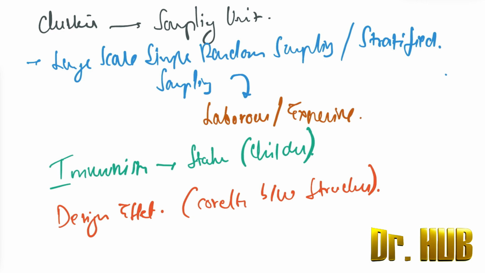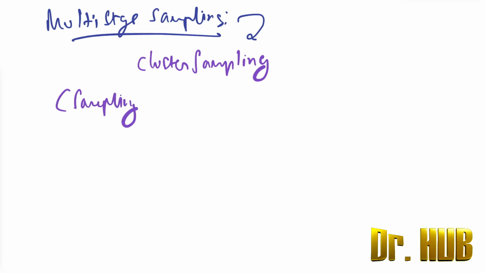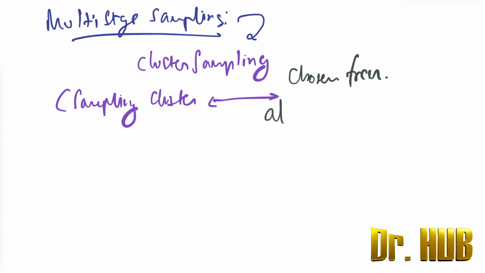Next, we look at the multi-stage sampling. Multi-stage sampling is a form of cluster sampling where the sample clusters are chosen from already divided clusters.